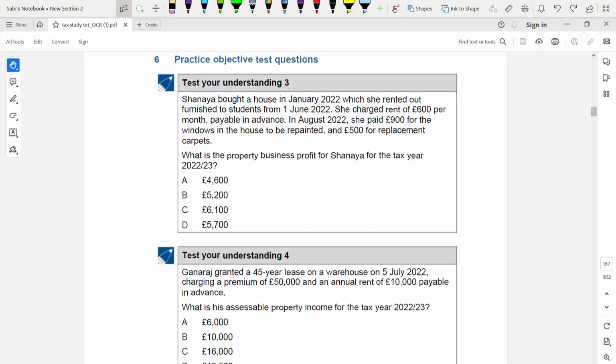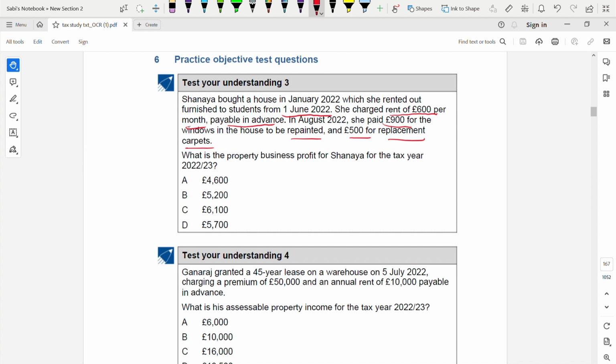Test your understanding 3. So here we have to assess the business profit. Take your rent income and deduct the expenses. So she has let her house from 1st of June 2022, having a rent of 600 per month, payable in advance. It is very important whether something is payable in advance or in arrears. Okay, now she paid 900 for repainting, 500 for replacement carpet.